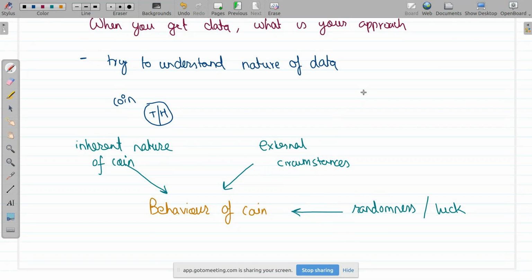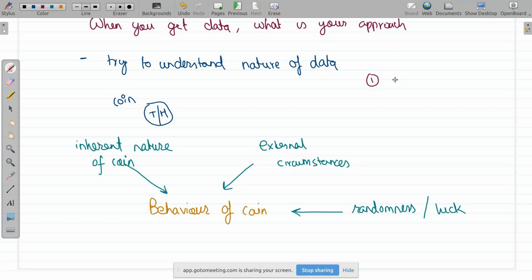Now what is the approach to understand the nature of data? How can you understand the nature of data? One approach is you make the system by yourself. A real coin toss can have all of these factors impacting it. But let's say you make a digital program, basically a random number generator, and it keeps on generating different numbers between 0 and 1. If the number is less than 0.5, it is heads. If the number is greater than 0.5, it is tails. So you have made a virtual system by some forms of rules and logic.